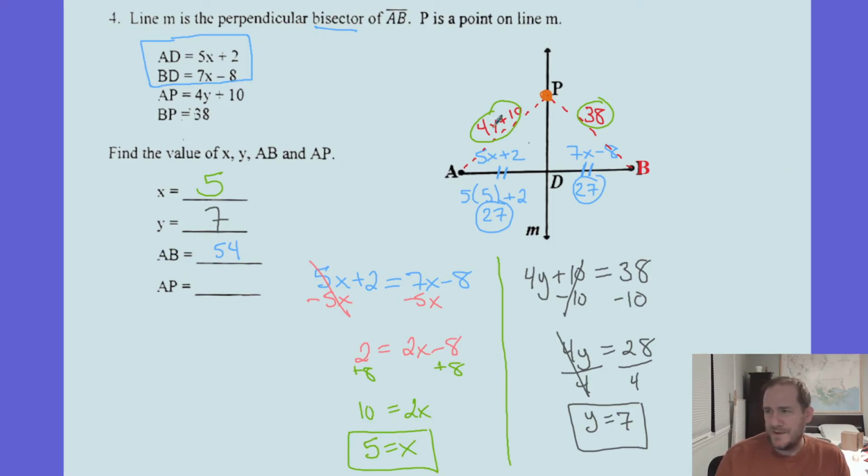And now to find AP, I honestly don't have to do any math. Remember, we said that these two distances should be the same. So since they told me that this one's 38, you just automatically know that this one's 38. Again, you can double check. If you plug in the 7, then 4 times 7 is 28, plus 10 is 38. But yeah, it's 38. And that's it. So I think now we're ready to move on to proofs.